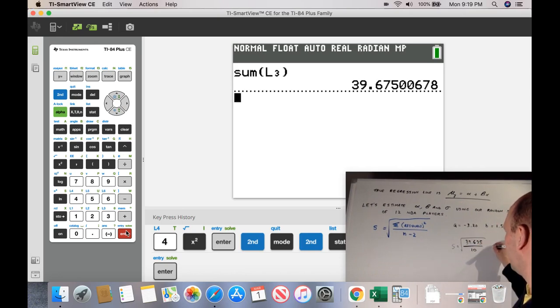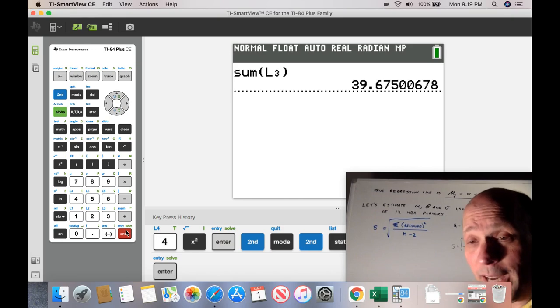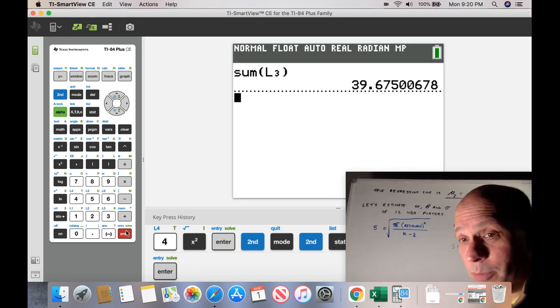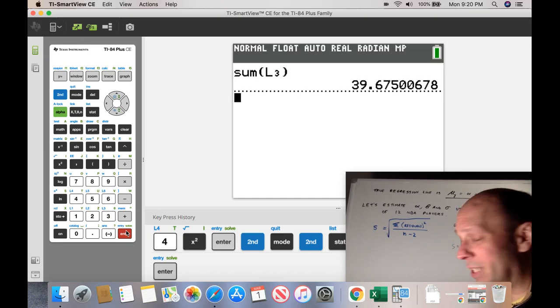Well, we don't need a calculator to divide that number by 10. This is 3.9675. So it's just going to be the square root of 3.9675, which is pretty much almost like the square root of 4. So to the nearest tenth, I think this turns out to be 2.0. So that's our value for S, and that's going to be our estimate for what sigma is.